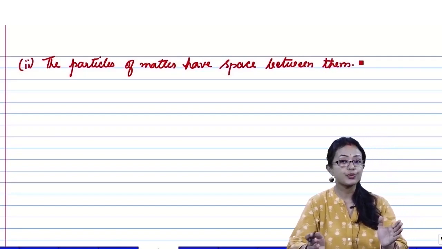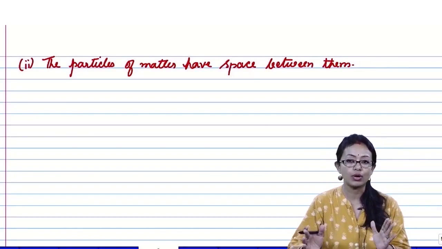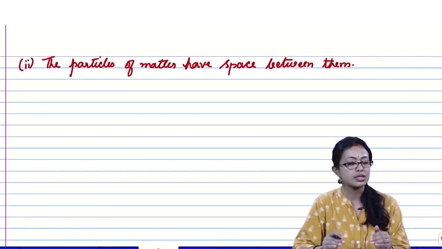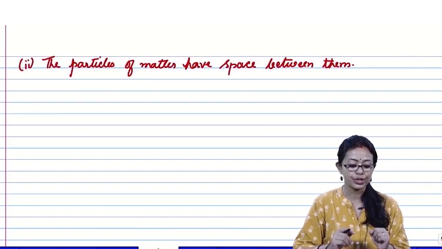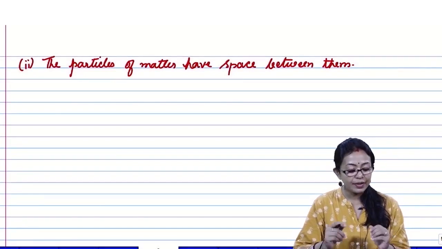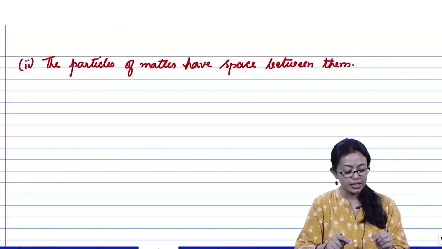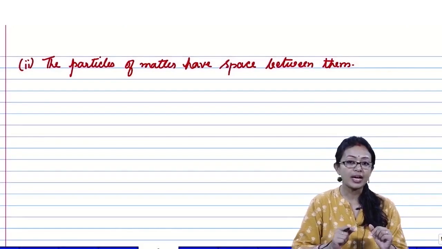As we had already proved, matter is not a continuous block. It is rather made up of particles, and we have also understood so far that the size of these particles is very, very minute. Now, another important characteristic of the particles of matter is that they have got space between them. Now, how can we understand that?